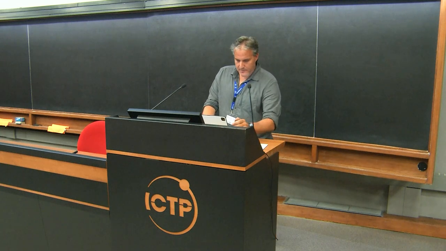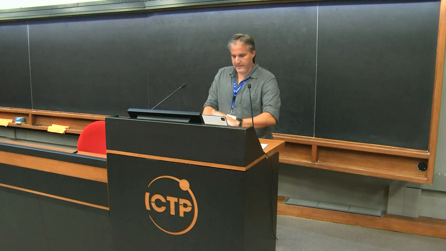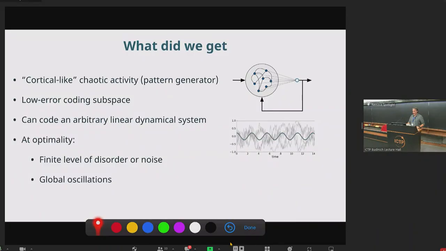Okay, so what did we get so far? And I have to run, I guess, because there's not much time left. We got cortical activity, which is a basic pattern generator. But with this cortical activity, we still get a low-error decoding subspace which we can use to decode. And we can call it an arbitrary linear dynamical system. I haven't shown that, I just showed an autoencoder, but with this simple setting, we can do an arbitrary linear dynamical system. And at optimality, we find a finite level of disorder and global oscillation.